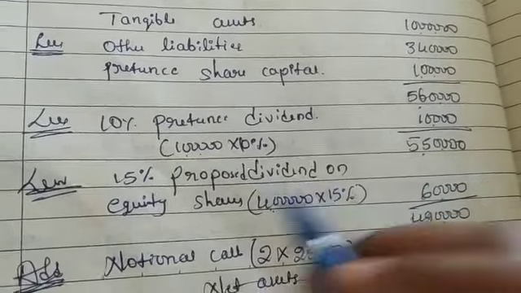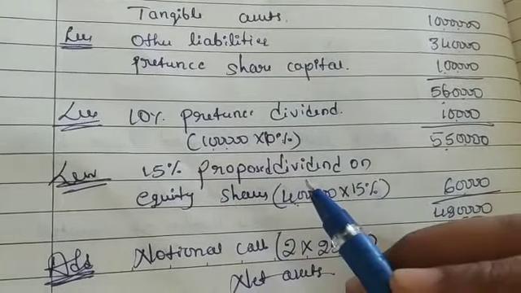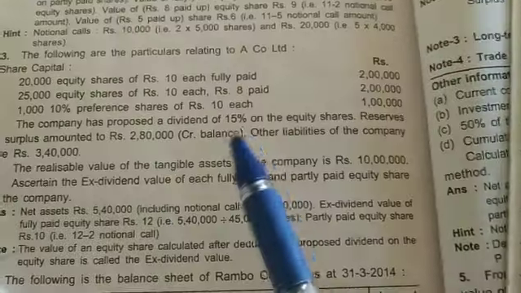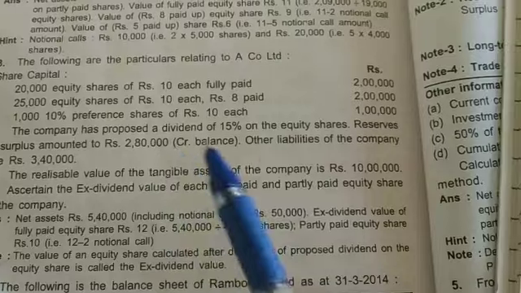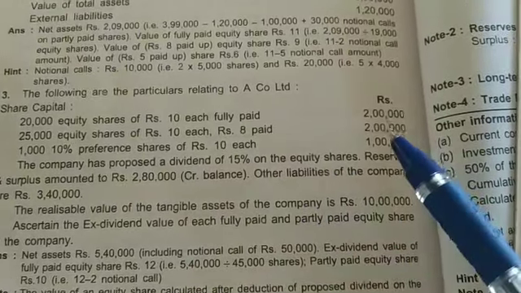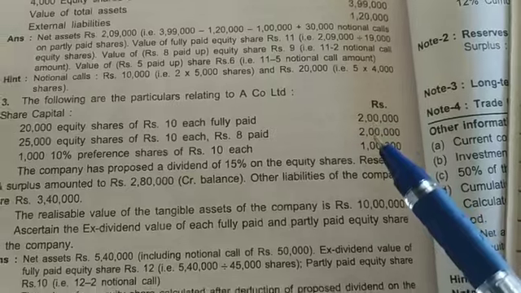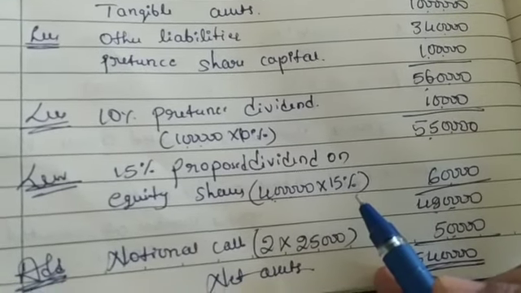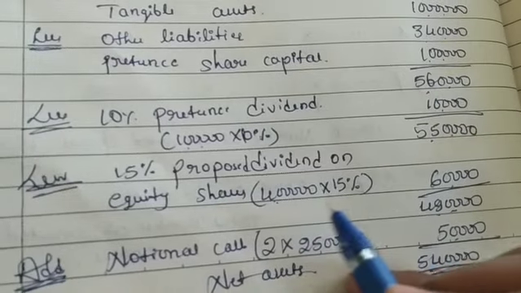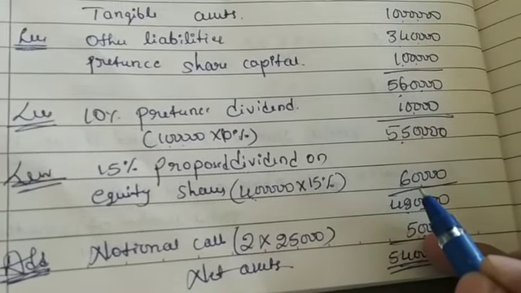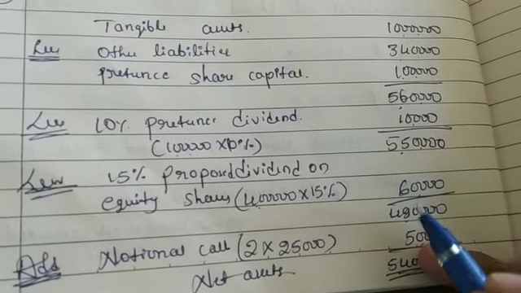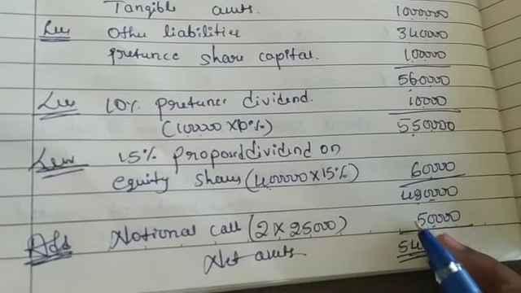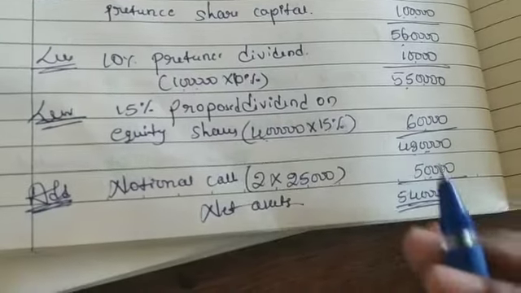After that we have to deduct, according to the problem, the 15% proposed dividend on equity shares. How much equity share capital is available? 2 lakh and 2 lakh, both together 4 lakh. On 4 lakh we have to give 15% as proposed dividend, that is 60,000. Deduct that, and 4,90,000 is available before making the notional call.